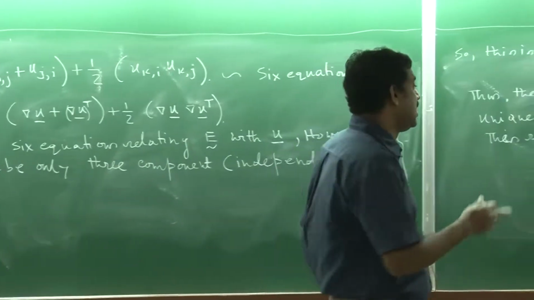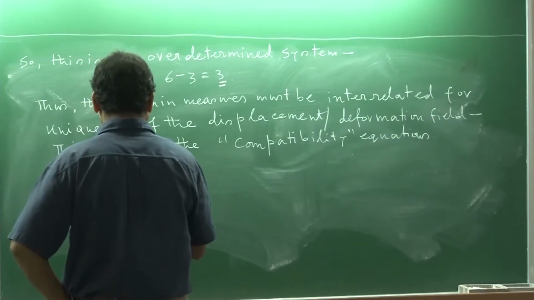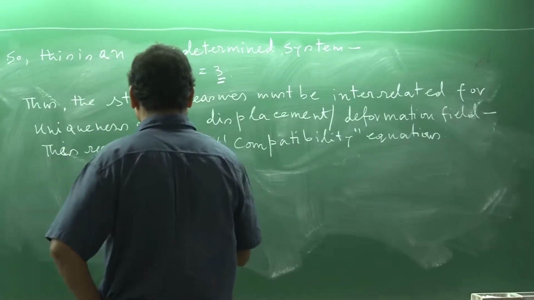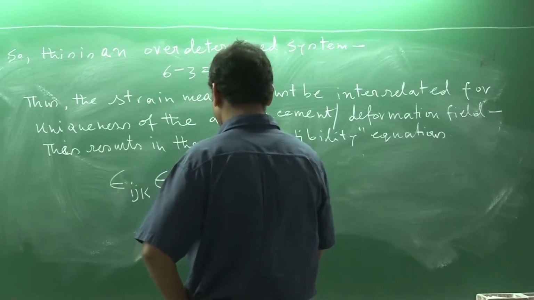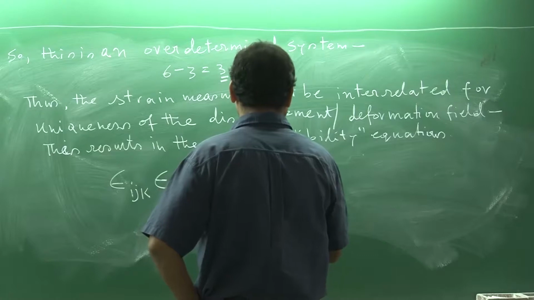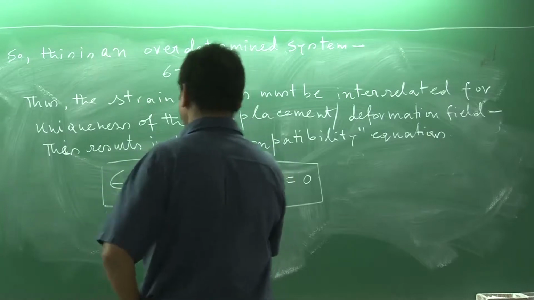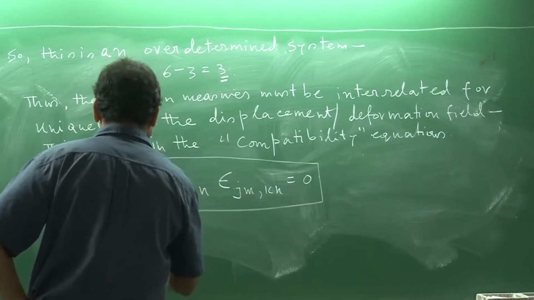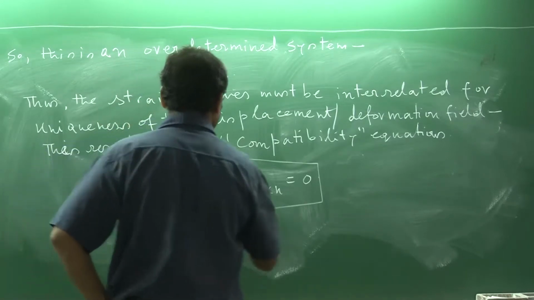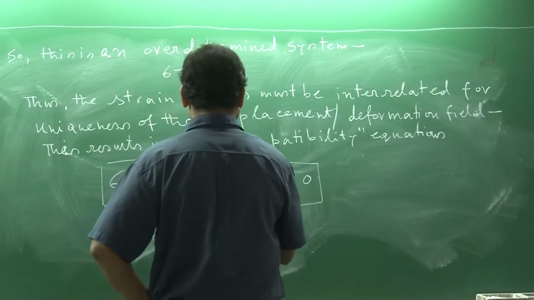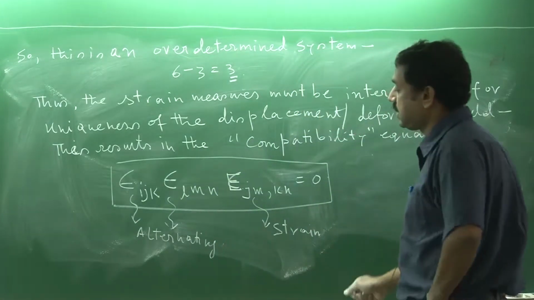is an important equation. So the compatibility equation, in indicial notation, most generalized, I write as e_ikl... e_jmn epsilon_jm,kn equal to 0, okay. So this is the equation of compatibility, and these are the Levi-Civita symbols, the alternating symbols, and this is the strain measure, strain, okay.